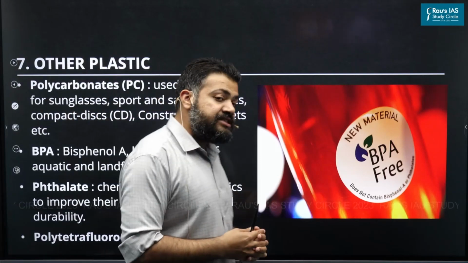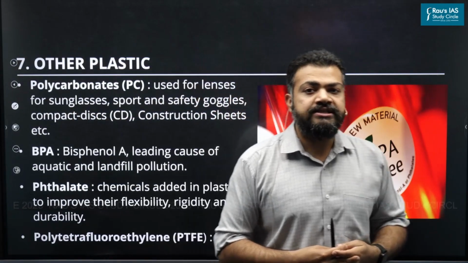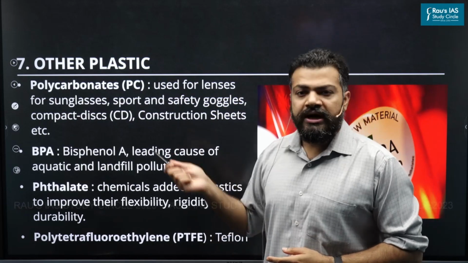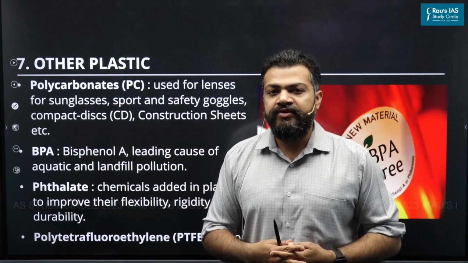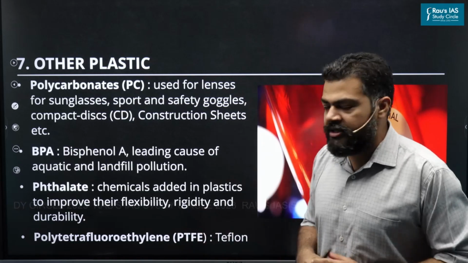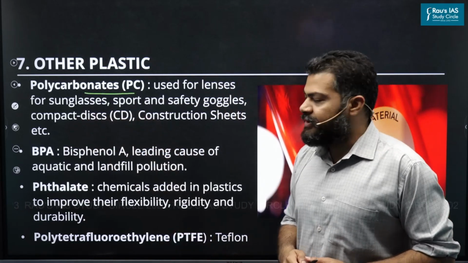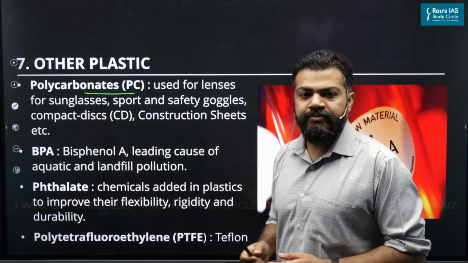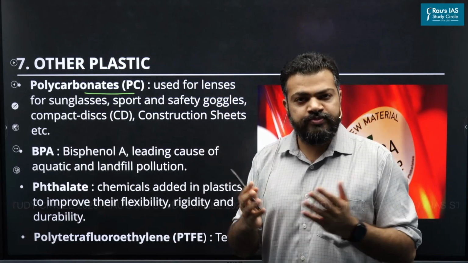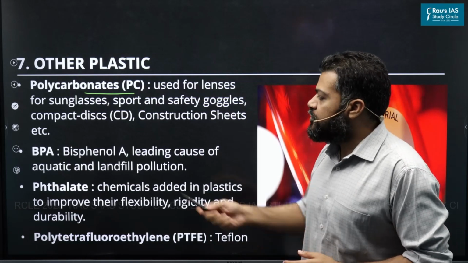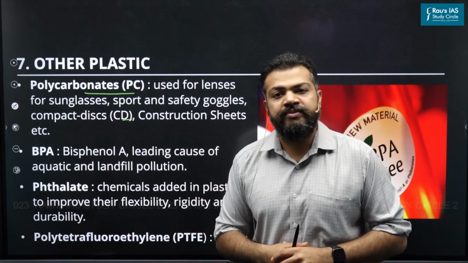Now, the seventh classification that the RIC model says is related to some other kinds of plastics. Here I have covered two different types of plastic, although there could be many more. One is called polycarbonates. Polycarbonates are basically those plastics which are used in making lenses, sunglasses, or sports eyewear. Compact disc construction sheets are mostly made up of polycarbonates.